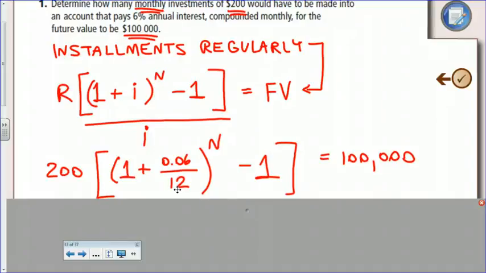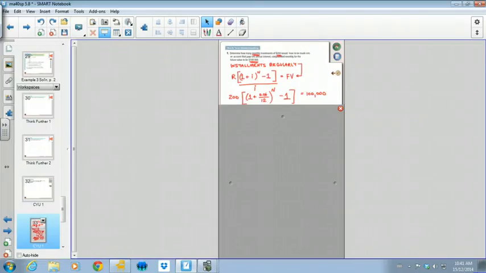N is the number of times. Let me just get to the right page here. N is the number of total investments. Okay, and we want it to be worth future value. The future value is $100,000.